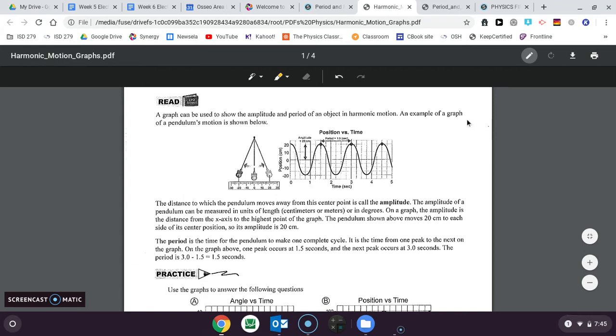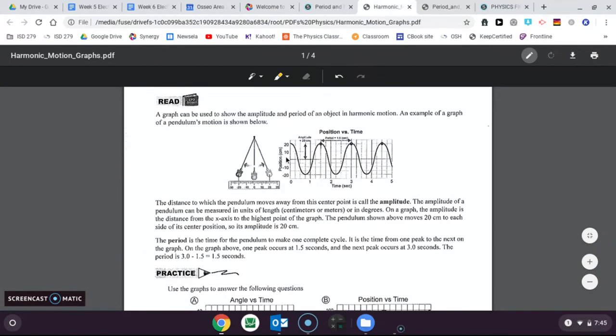There is an explanation up here about amplitude. The simple way to think about amplitude is that it is the distance from zero. So have a little look at this example: the highest point is 20, the lowest point is 20. That makes the amplitude 20.